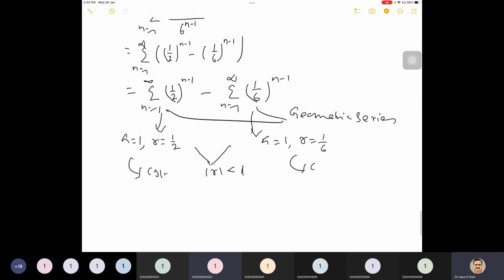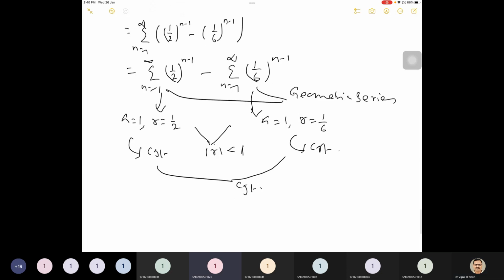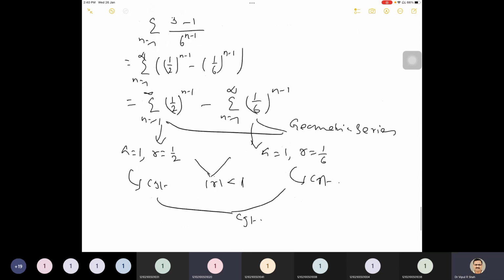This is also convergent. And two convergent series you are having, and its subtraction is also convergent. If any one of them is divergent, then the whole series is divergent. But if both are convergent, then sum, subtraction, it's always convergent. Even multiplication also. That means the given series is convergent.